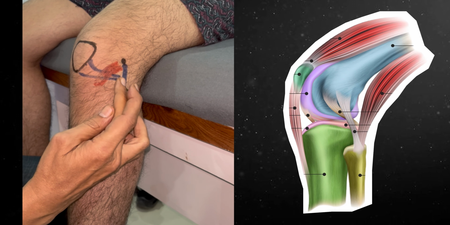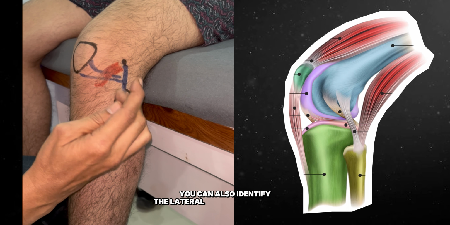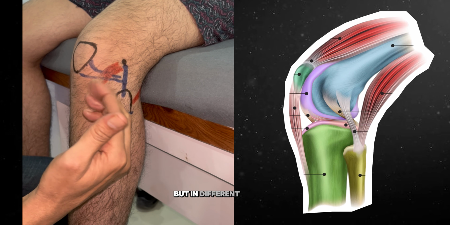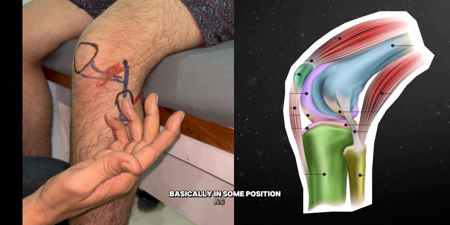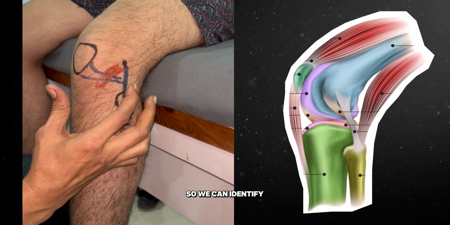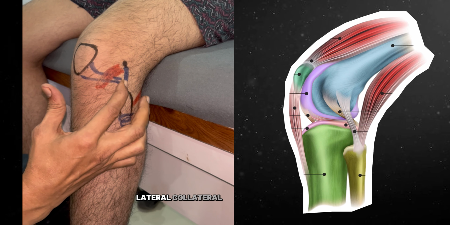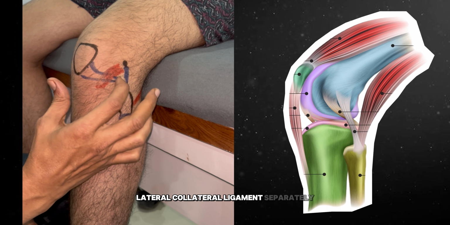So this is basically the IT band. Next, we can also identify the lateral collateral ligament, but in a different position of the knee. Basically, as your knee comes into extension, it overlaps with the IT band, but right now the knee is at 90 degrees, so they will remain a little bit apart from one another. So we can identify the lateral collateral ligament separately, as this position basically facilitates its identification.